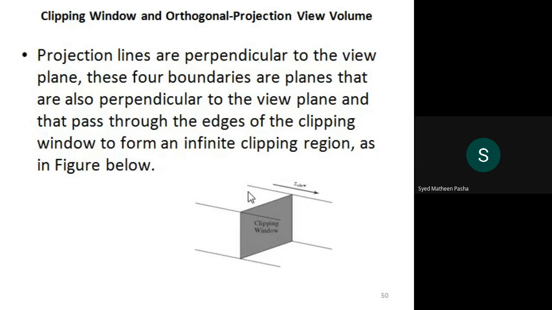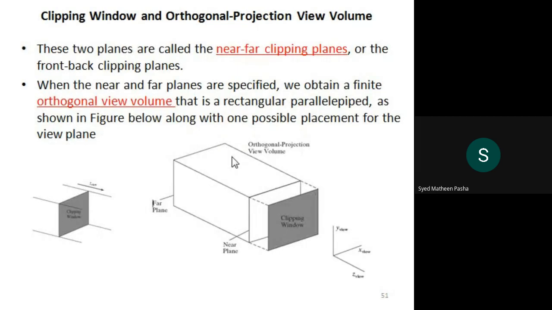Then there is some condition with respect to the clipping window. If you want to consider that the projection lines are perpendicular to the view plane, these 4 boundaries are planes that are also perpendicular to the view plane. This basically tells how the lines with respect to the projections are represented. That is nothing but those lines which are being projected to the object are perpendicular to the view plane. Whatever view plane you are representing with respect to the clipping window should follow the edges so that it can pass through that particular plane. So this is one condition with respect to projection.